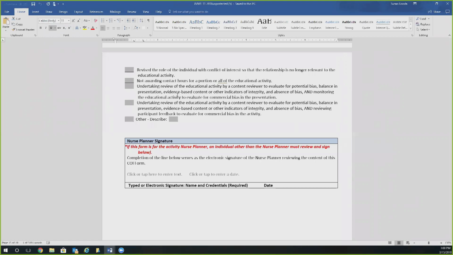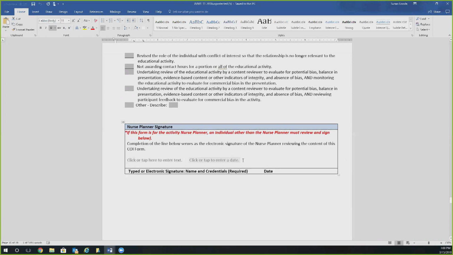If it's very dicey, you may want to assign somebody to sit in the educational event and listen for bias, just to make sure it doesn't take place. So there's 2 components: conflict of interest for topic and commercial interest, but also bias in their presentation.